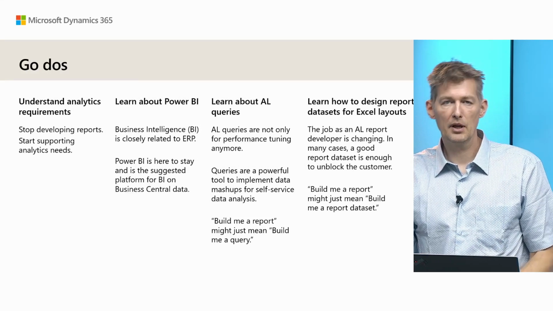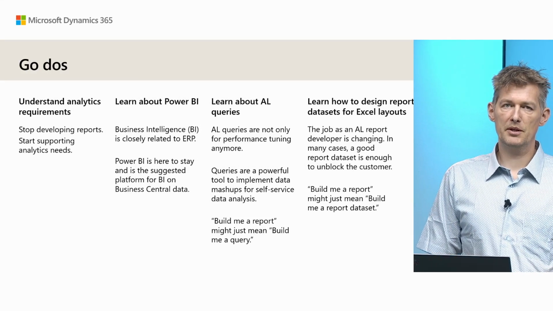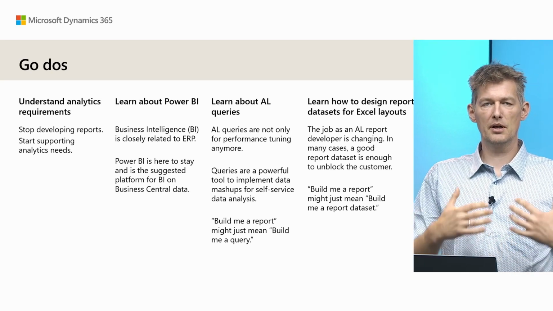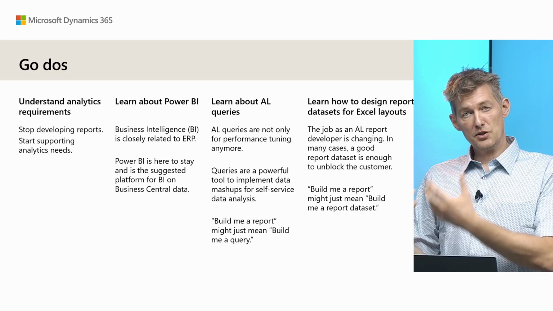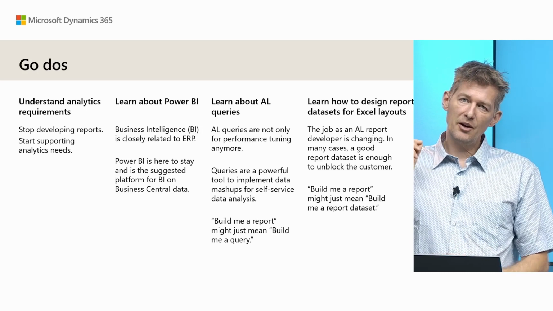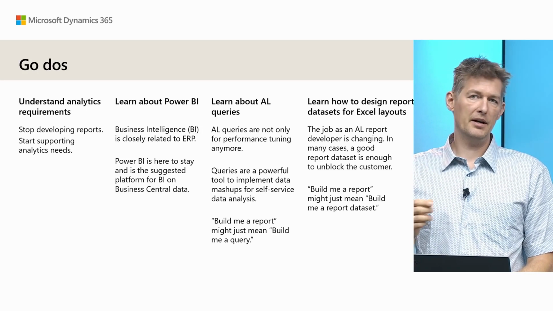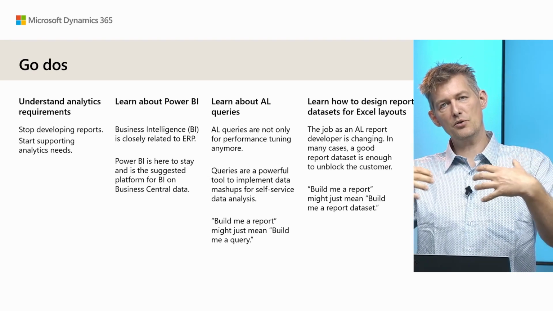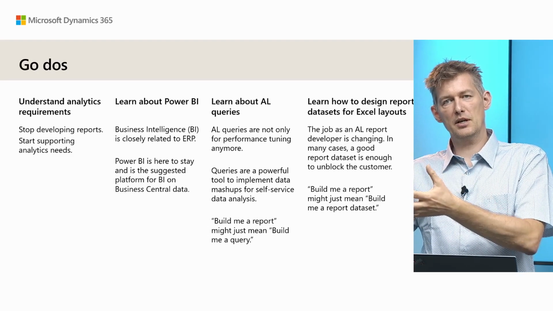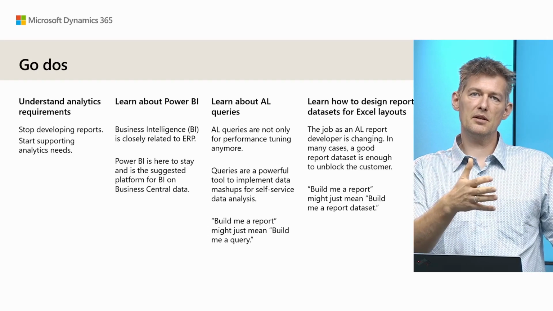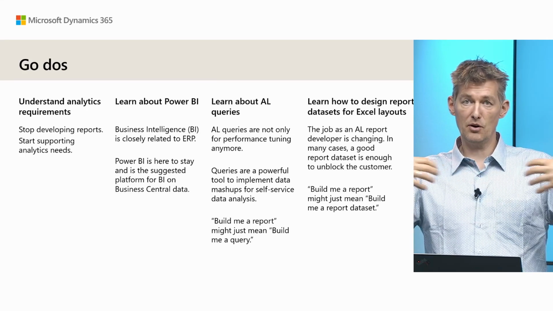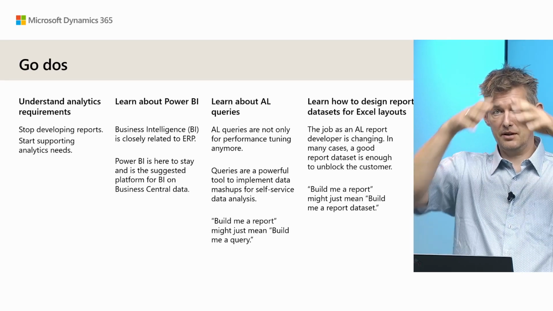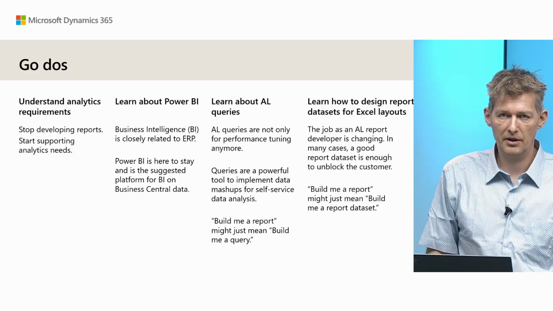So, to-dos. The most important takeaway from this: understand analytics requirements. Stop developing reports and start supporting analytical needs. As a consultant or developer, maybe start learning a little bit about Power BI. Power BI is here to stay. Business intelligence and ERP go together. ERP is about processing, supporting business processes. Business intelligence is about insights on business processes. They go together, and Power BI is a really good tool to do that, especially on the top level of the organizational hierarchy.